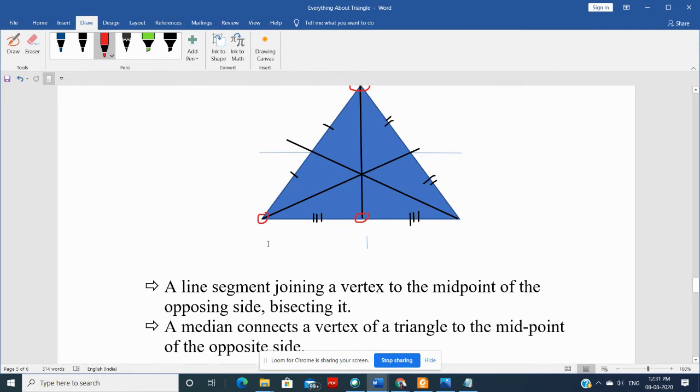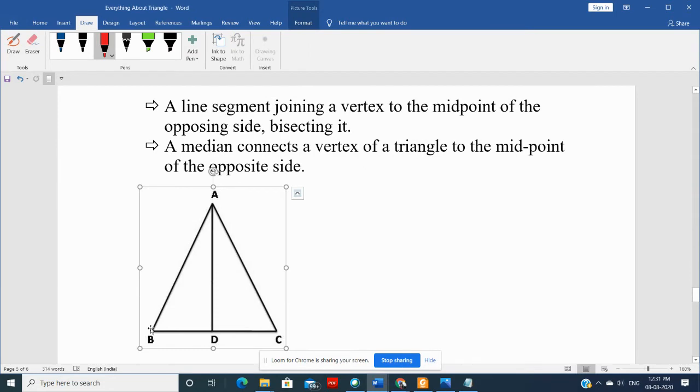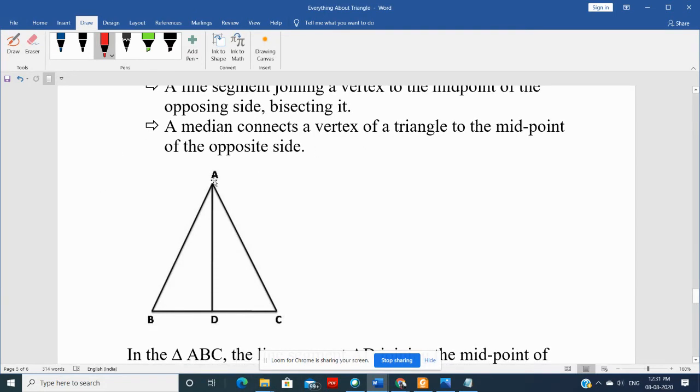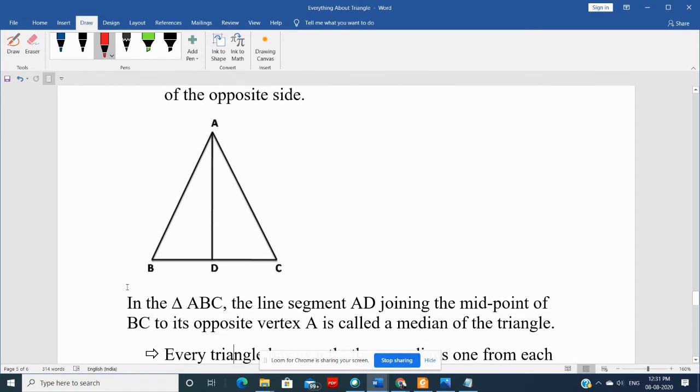All these concepts are really very important because based on these concepts only, you will be solving the sums. So remember this very well. Now, if you look at this figure, this is A, B, C, and AD becomes your median.